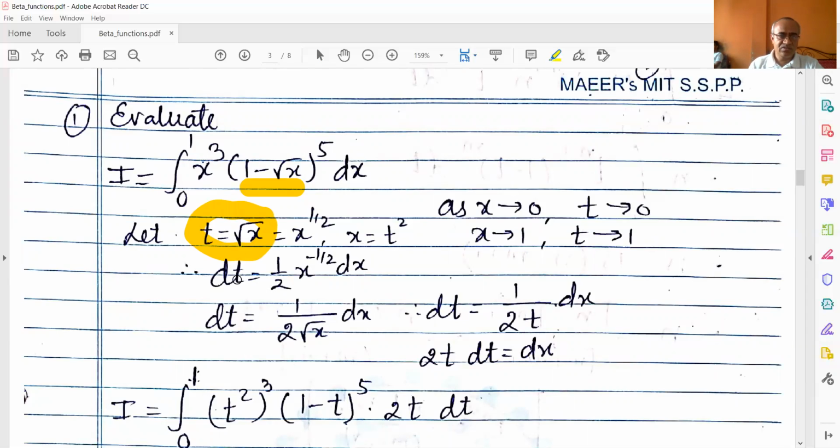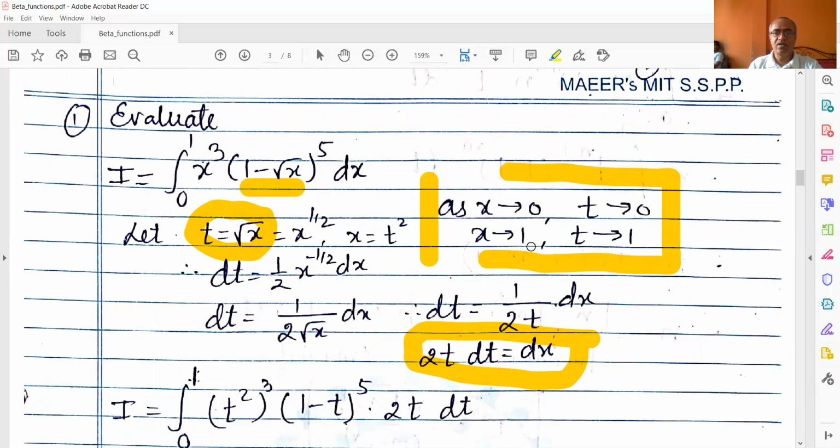Further, this will be dt is equal to 1 by 2 x raised to minus half dx. So dt is 1 upon 2 root x dx. Finally, what we are interested in is the value of dx. So it is twice t dt is dx. Further, the limits will also change. As x tends to 0, t tends to 0, and as x tends to 1, t tends to 1.